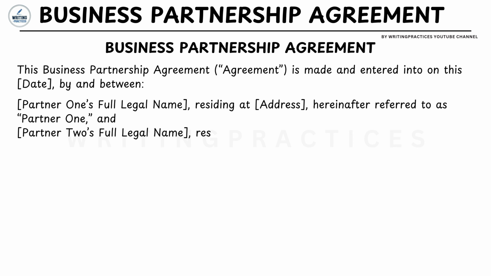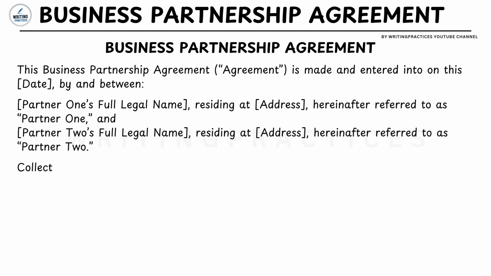In this part, you need to write the date of the agreement and clearly identify each partner using their full legal name and address. This is very important because it legally defines who is involved in the contract. Without proper identification, the agreement may not be enforceable. Referring to them as the partners keeps the document consistent and professional throughout.